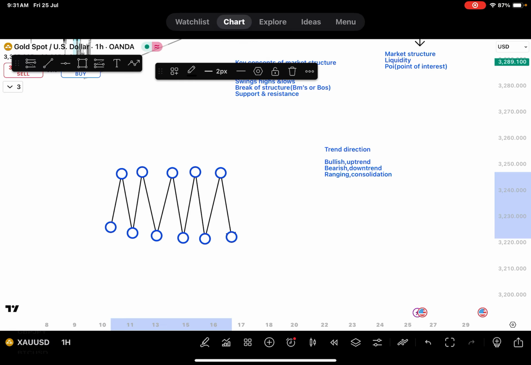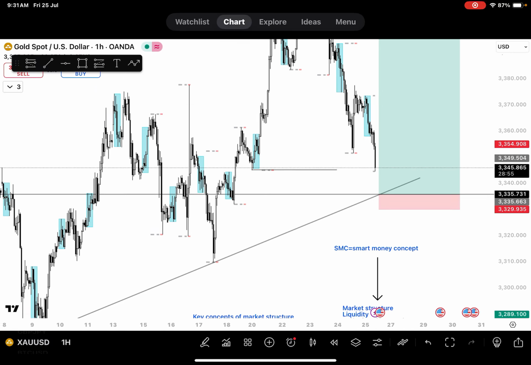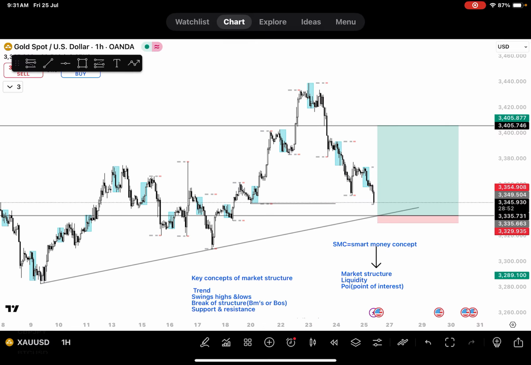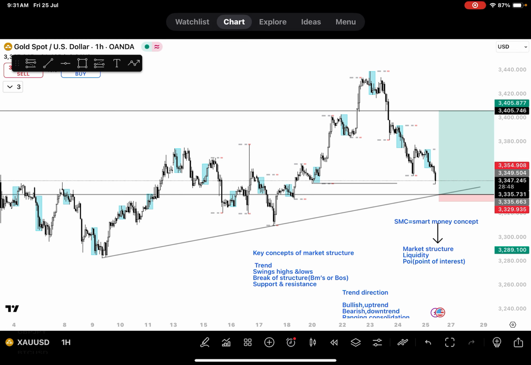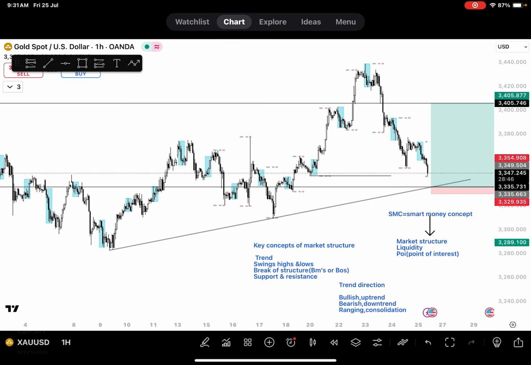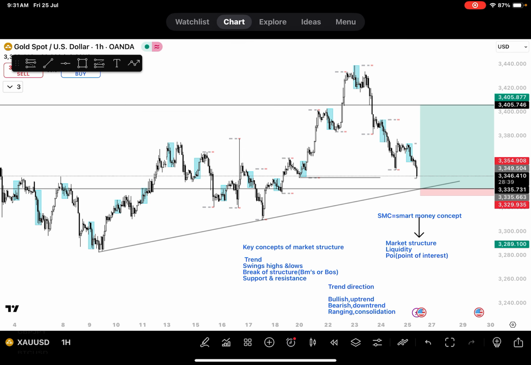So let me go to the chart and look for examples of this thing I showed you. Now if you look at this chart, this is a live trade on gold. Maybe before I post this video, the trade will be too late for you guys to take, but this is a live trade that I'm going to take.